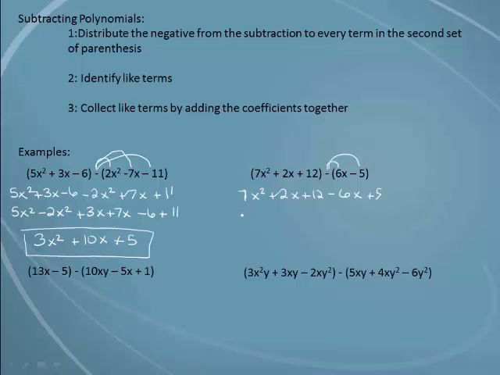So there are no other x squareds. I have 2 minus 6, that's negative 4. And then 12 plus 5 is 17.